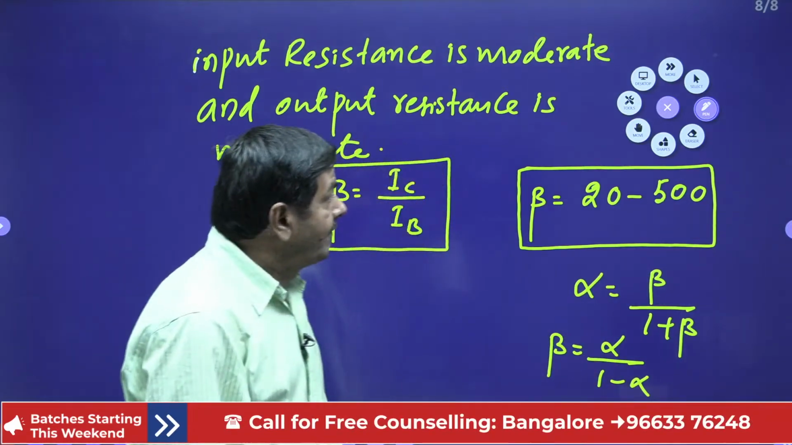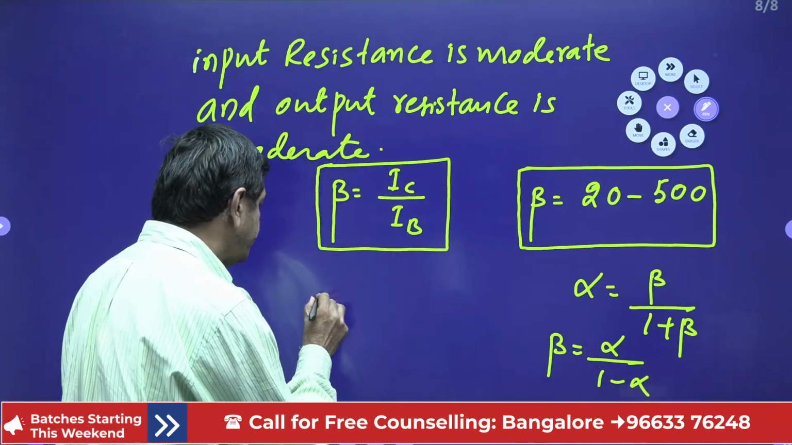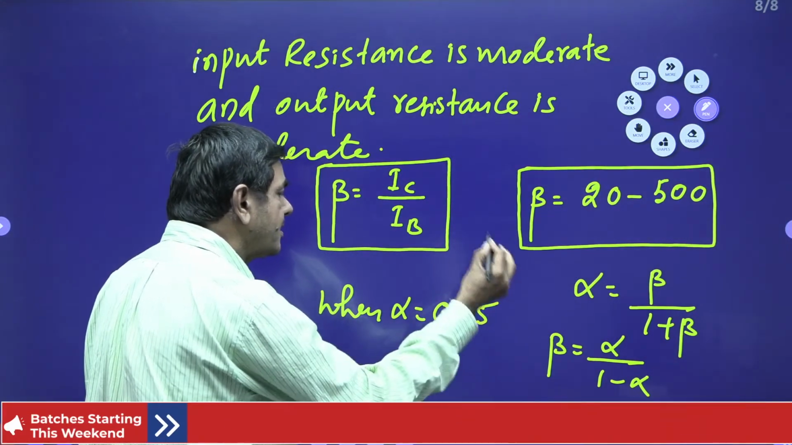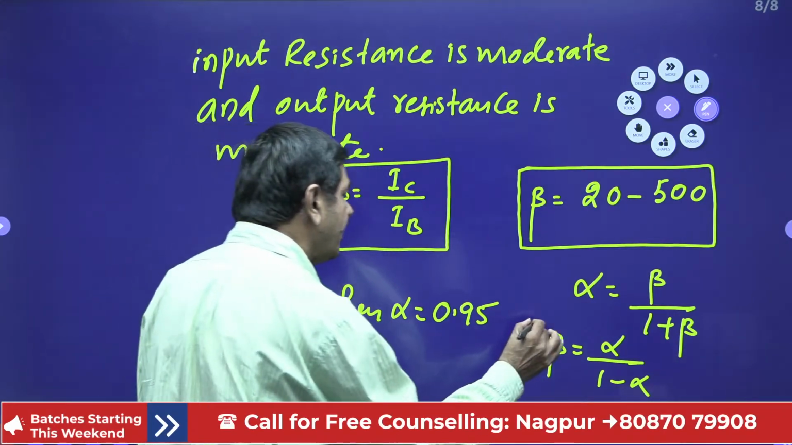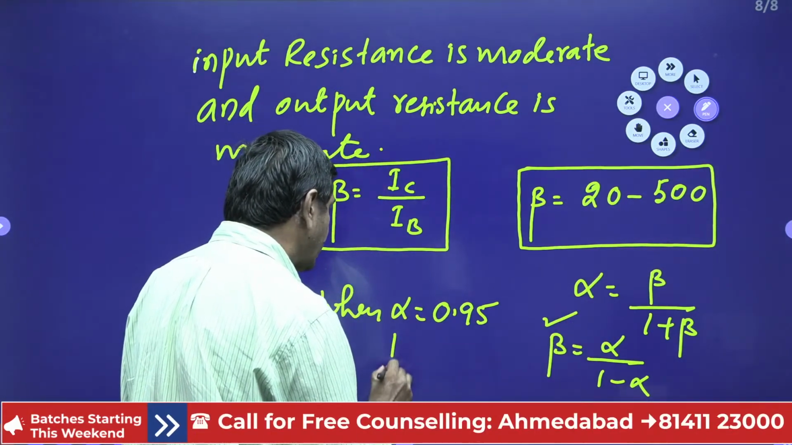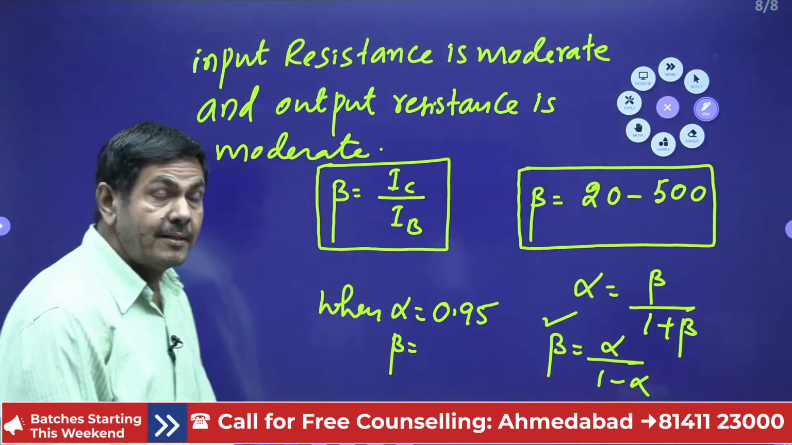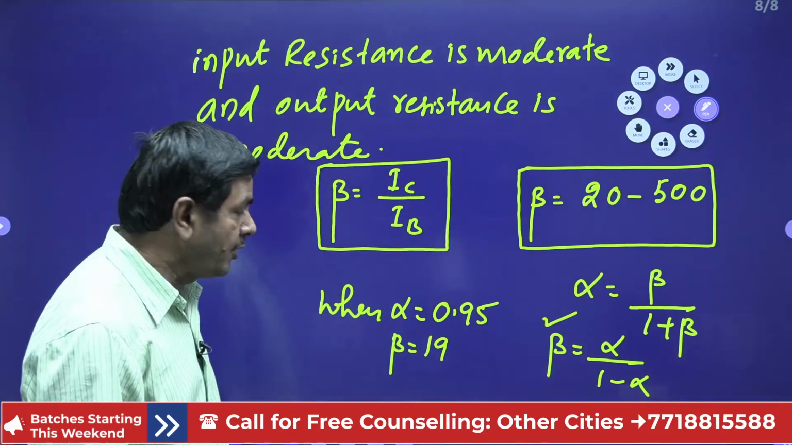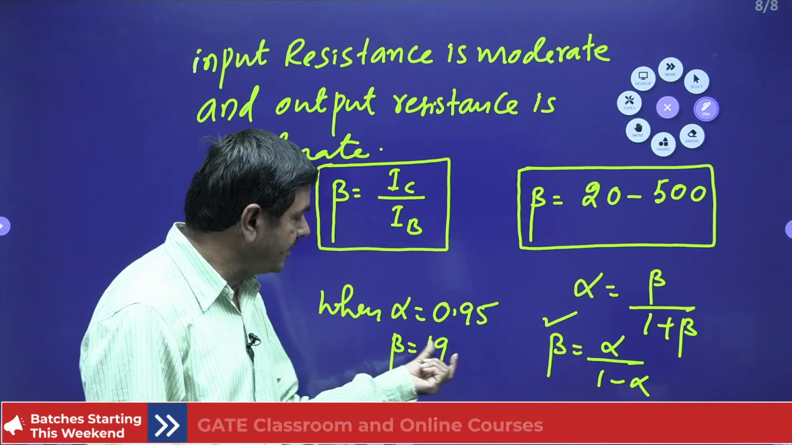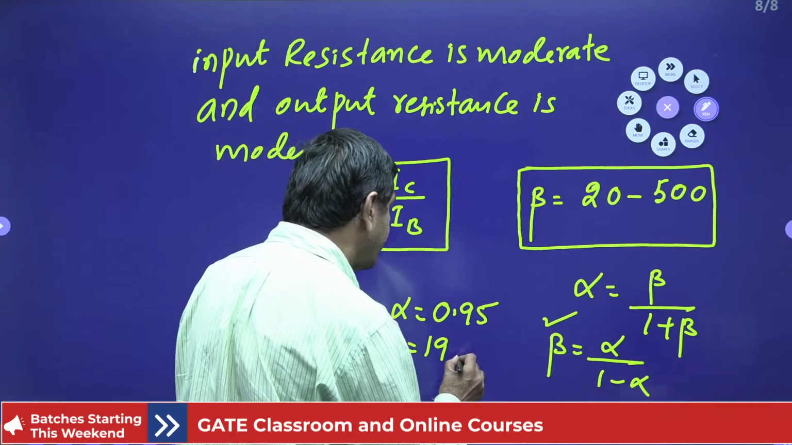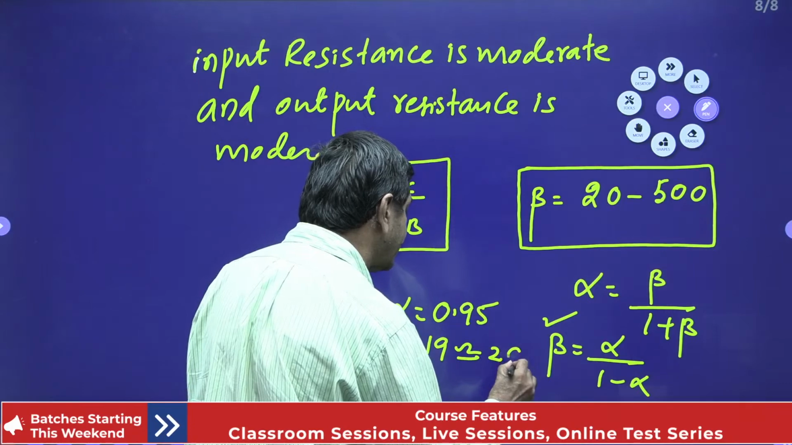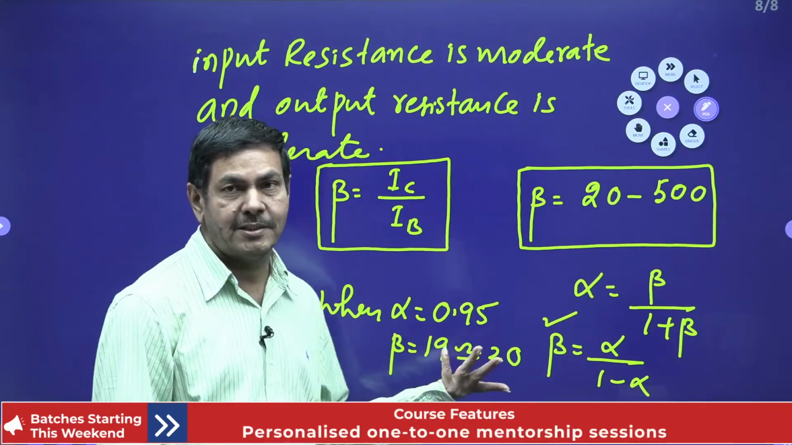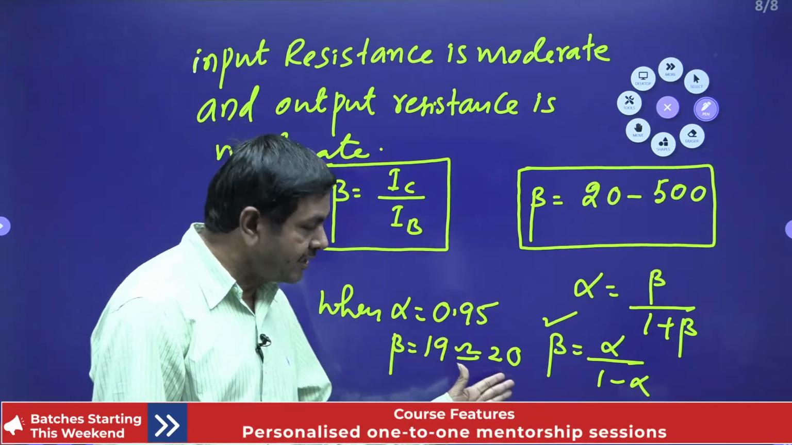So take alpha equal to 0.95 as an example and substitute it in this formula. What beta do you get? When you use the calculator, it comes to 19. This 19 is approximately 20, which is taken in practice. I am a very perfect engineer, sir. Yes, 19, but approximate value 20 you put, no problem.